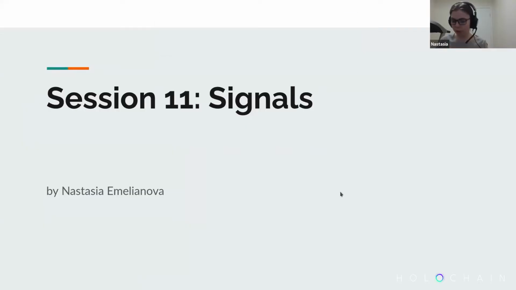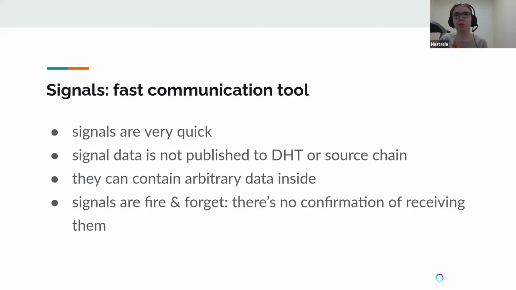Yes. Okay, cool. So today we're talking about signals, which are a fast communication tool provided by Holochain. Signals are very quick, meaning that they are almost real time. And this is partly because they are not published to DHT or source chain. So this is node-to-node communication, which goes directly and is not persisted.